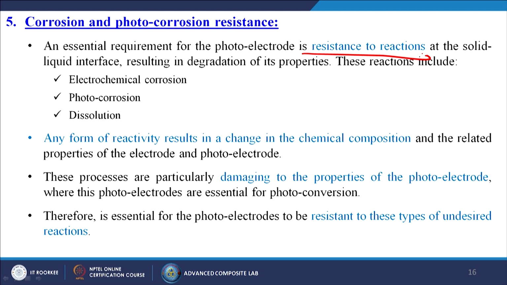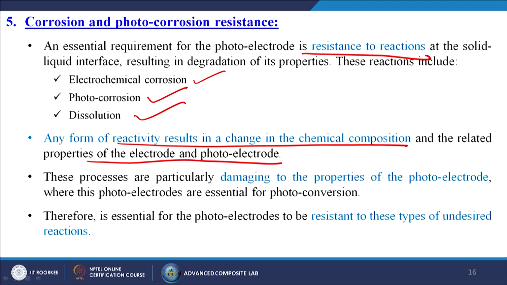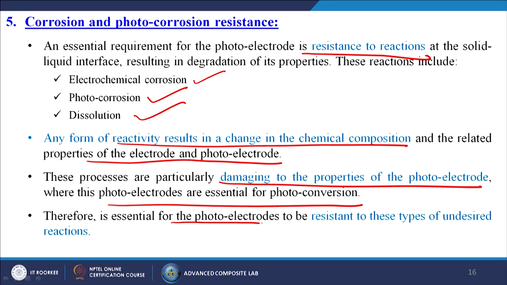These reactions include electrochemical corrosion, photocorrosion and dissolution. Any form of reactivity results in a change in the electrical composition and the related properties of the electrode and photoelectrode. These processes are particularly damaging to the properties of the photoelectrode, where these photoelectrodes are essential for photo conversion. Therefore, it is essential for the photoelectrodes to be resistant to these types of undesired reactions.